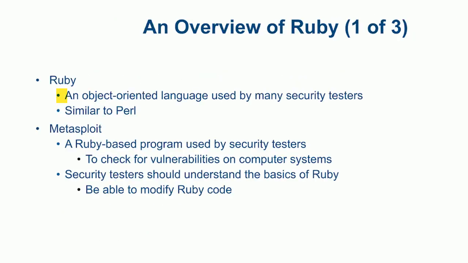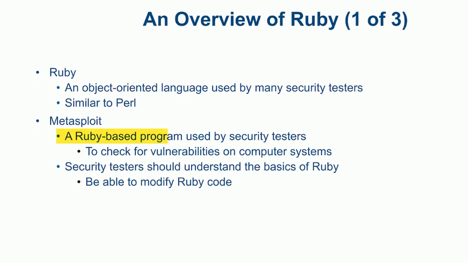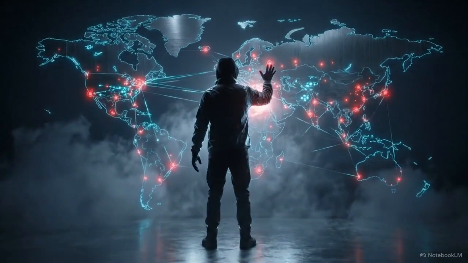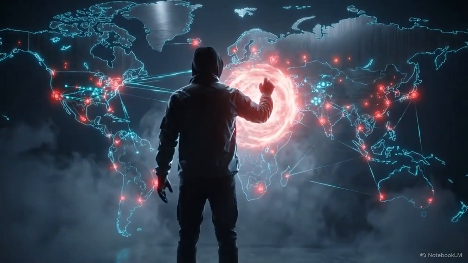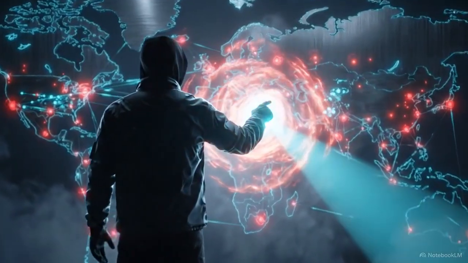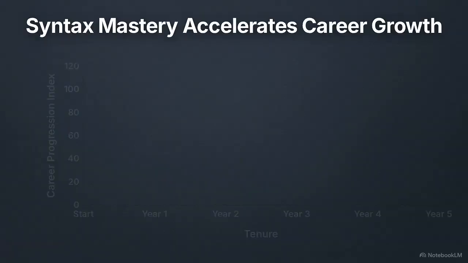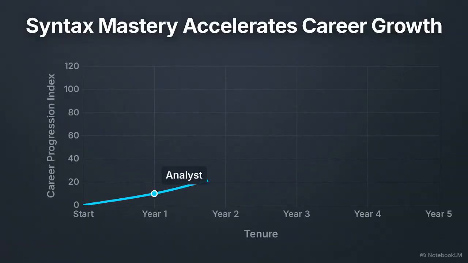Here we see an overview of Ruby, another powerful object-oriented language. This one is highly relevant to penetration testers because it forms the backbone of Metasploit. If you want to customize an advanced exploit in Metasploit, you need to read and modify Ruby code. By utilizing these scripting and object-oriented languages, security professionals can move past clicking buttons manually and become highly automated, scalable defenders.